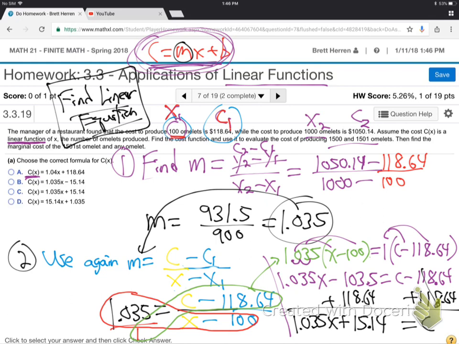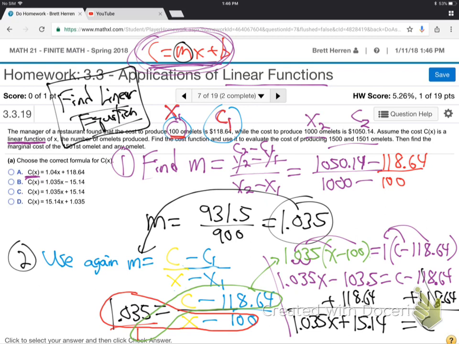They can tell me, all right, we're going to make 57 omelets. What's it going to cost us? And I can just plug 57 in for x, times 1.035, add 15.14, hit equals, and I'll know the cost of making 57 omelets. So that's what that formula is for now. Remember what the different parts of a linear formula mean? What does the 15.14 mean?